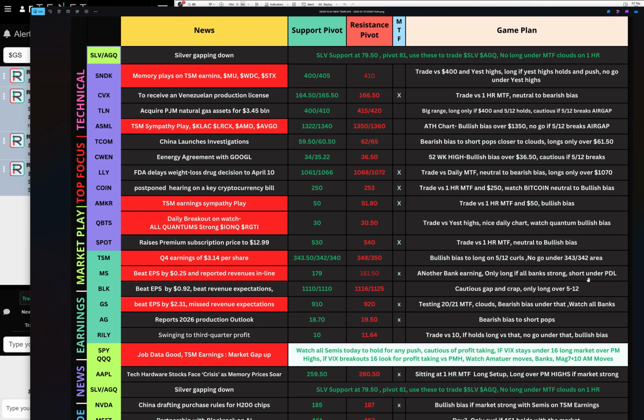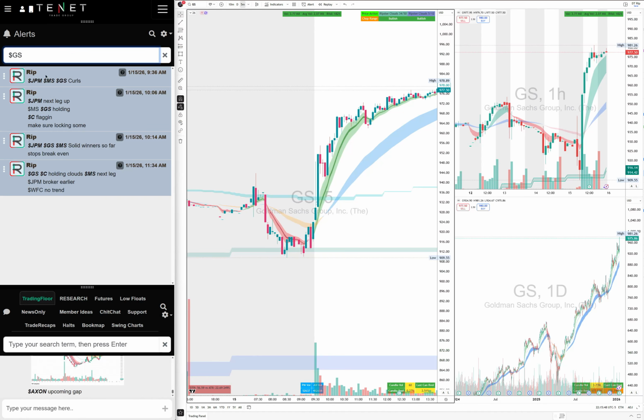Only long if all the banks are strong. So the point is, all the banks were strong. You could literally take Morgan Stanley, Goldman Sachs, and you could trade it, because they were day 1 longs, and all of them really did good.